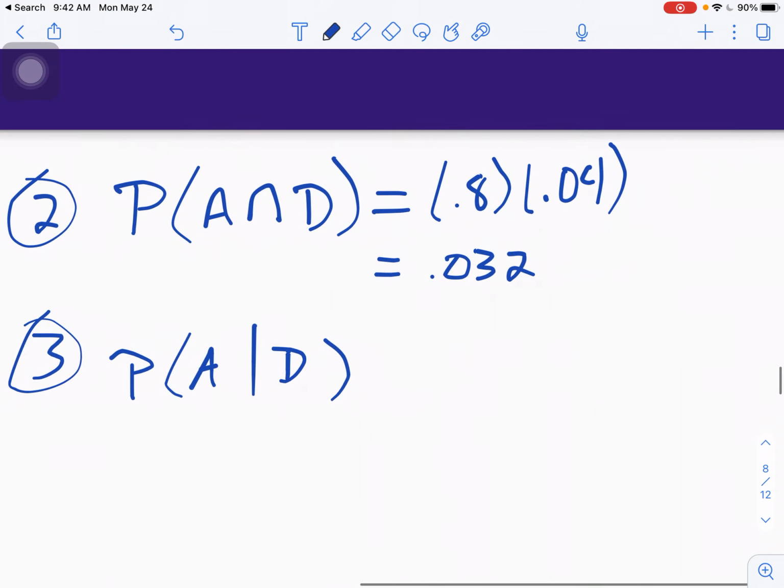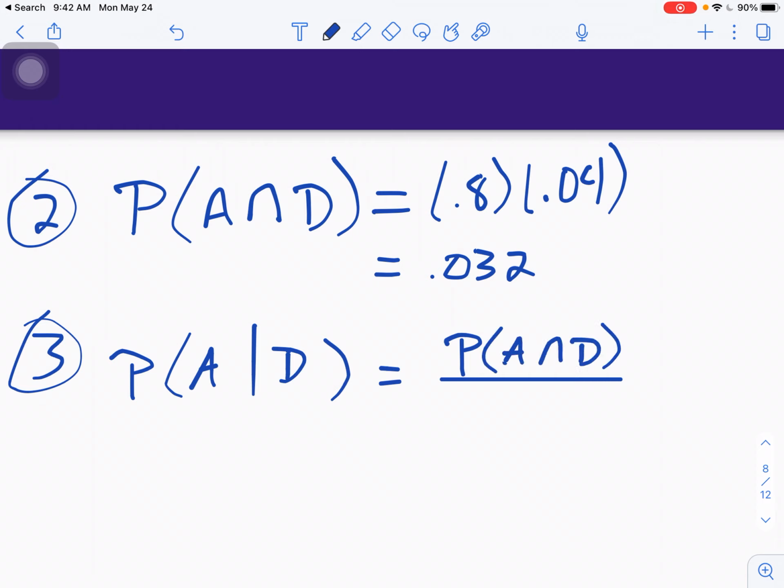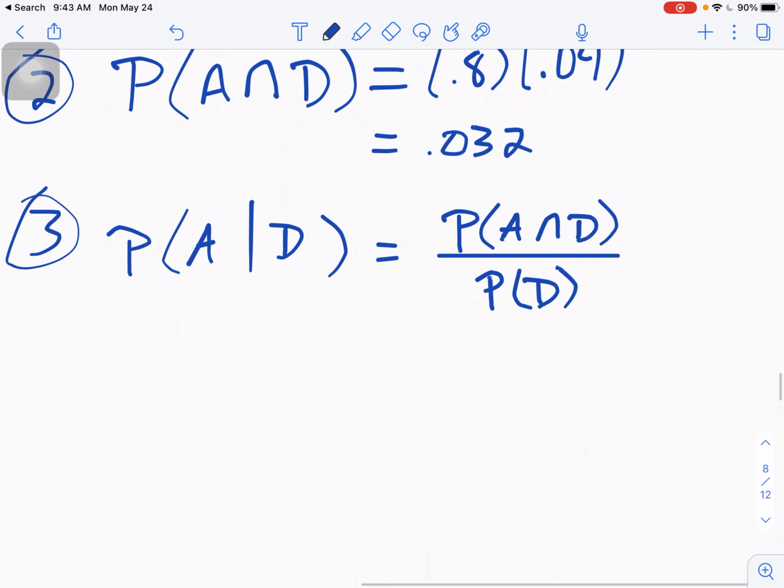All right, to calculate a conditional probability, I am going to use the conditional probability formula. So if we want the probability of A given D, it's a fraction. The numerator of the fraction is the AND probability, A and D. And then the denominator of the fraction is just the probability of the condition, the probability of D in this case.